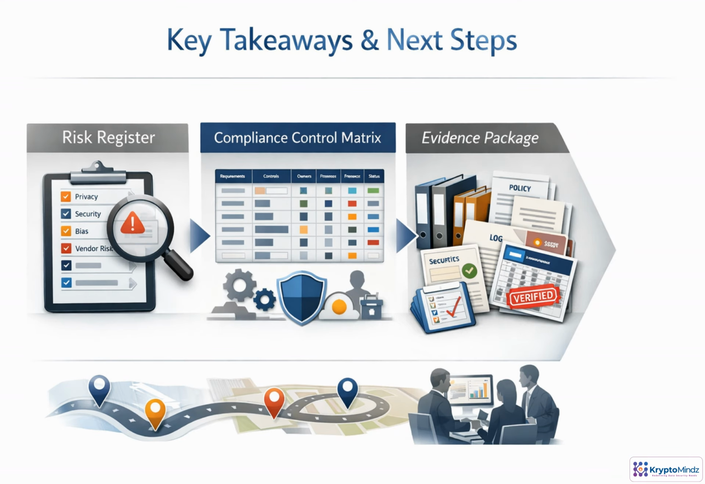You now have the core package for AI compliance mapping: a risk register to surface exposures, a control matrix to connect obligations to accountable controls, and an evidence package to prove design and operation. Next, you'll use these artifacts to find gaps, prioritize remediation, and build a practical roadmap.